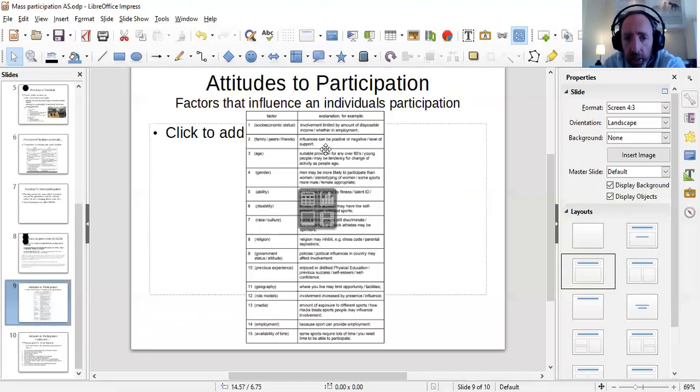Family, peers, friends, their interests, and this is linked back to what we did with GCSE. The influences of the family can be positive or negative as well. The level of support provided, it's quite self-explanatory. Age, suitable provision for any over 60s. Young people, maybe a tendency to change their activities as people age. Now, use me as an example. I did a massive range of activities when I was a kid, ranging from team sports, individual sports, skateboarding, rollerblading, all that kind of stuff.